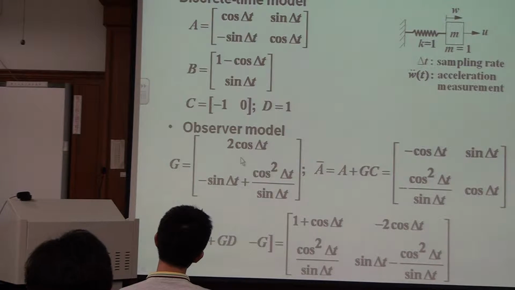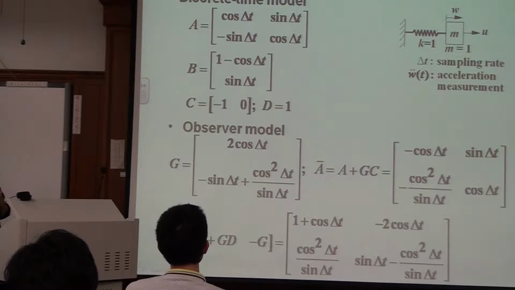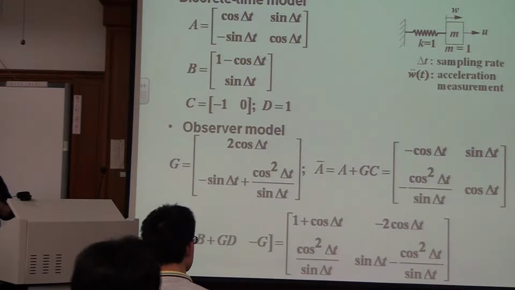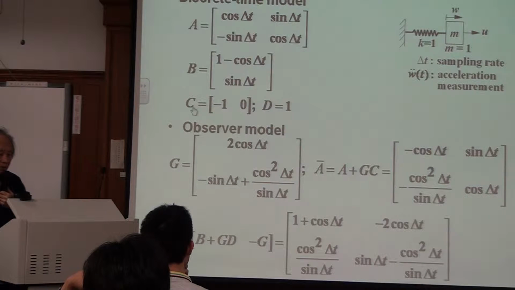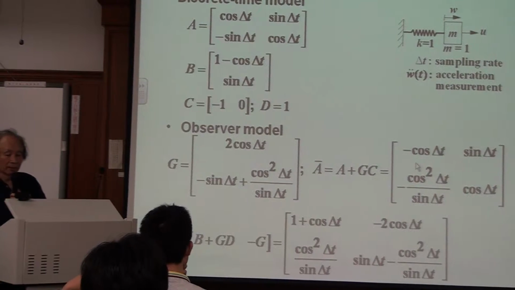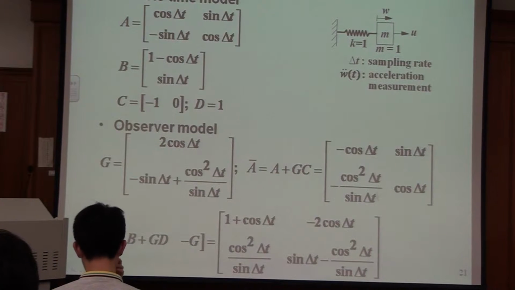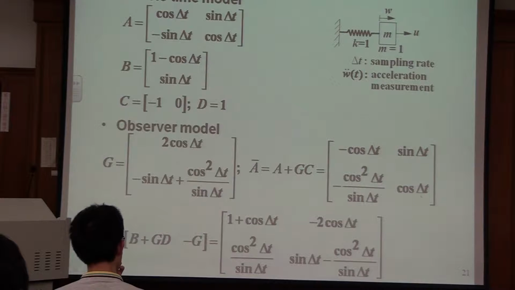2 cosine delta t, and then minus sine delta t plus cosine square delta t divided by sine delta t. And A bar equal to A plus GC. So A bar is A plus GC, where A is here, plus G times C. C is minus 1, 0. And I will be able to get A bar equal to minus cosine delta t, sine delta t, and cosine square delta t over sine delta t, cosine delta t.